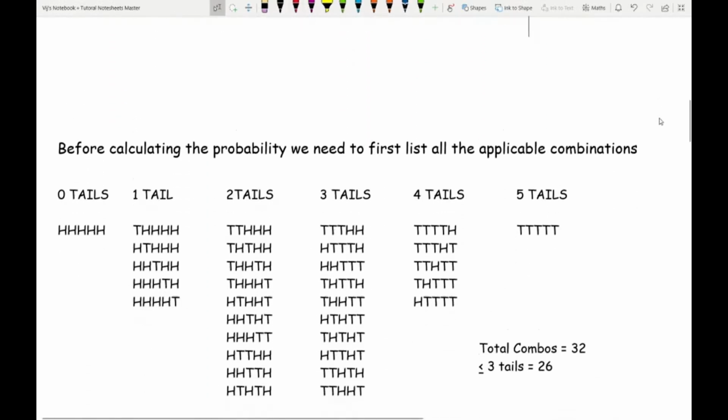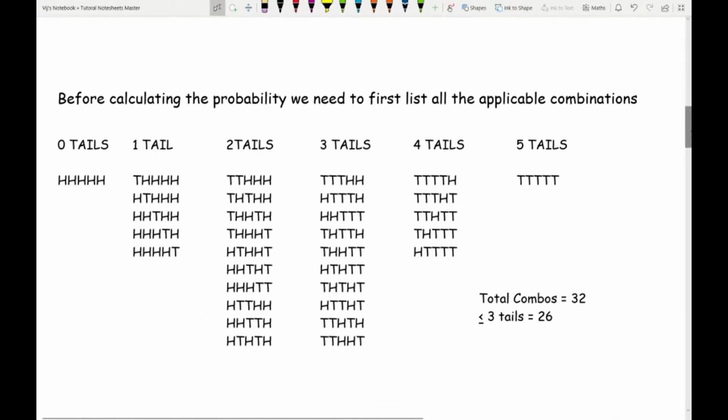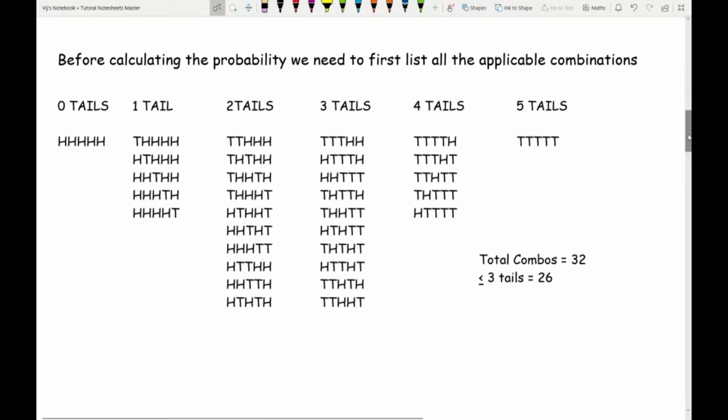The next thing we're then going to do is look at how we go about answering this question. So here what I've done is I've written down all the possible outcomes of throwing a coin 5 times, and because we're focusing on and counting the number of tails, I've separated it and done the outcomes in a systematic fashion to write down all the possible outcomes.